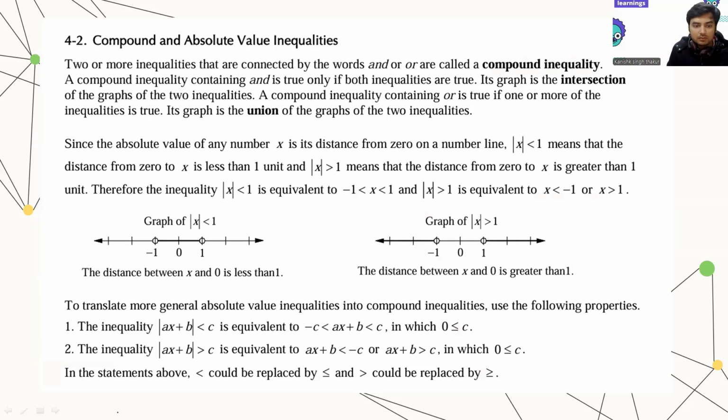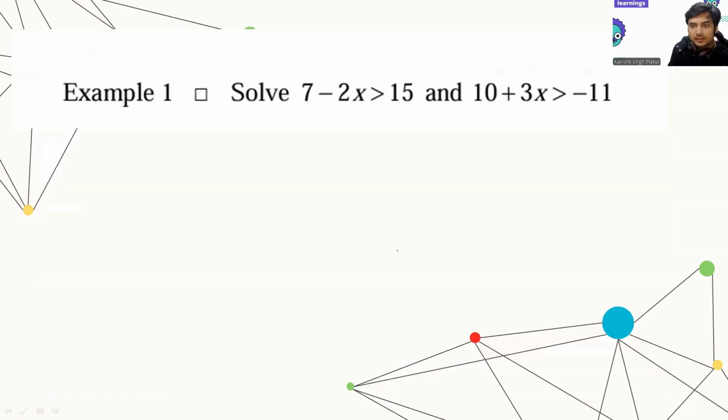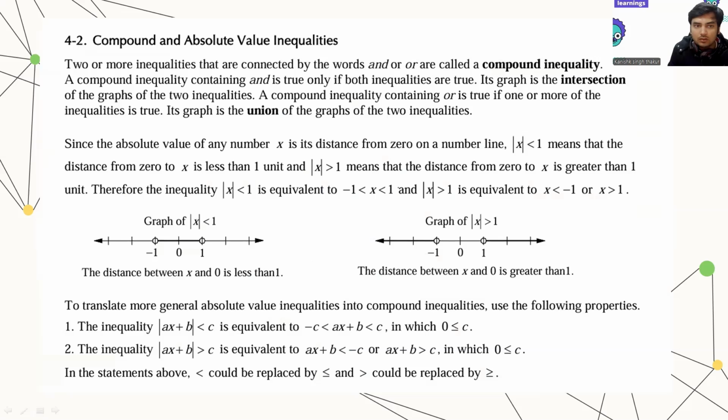Now you have compound and absolute value inequalities. Sometimes you have two things, and you have to take the intersection of both of them. Two or more inequalities are connected by the words "and" or "or". "And" means intersection, "or" means you have to take the union here. This is for union, this is for intersection.